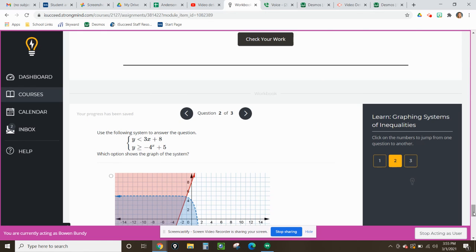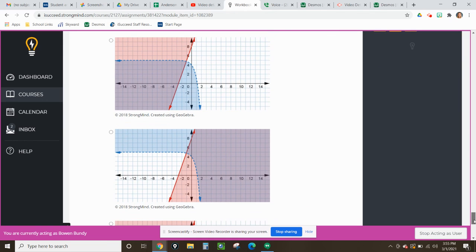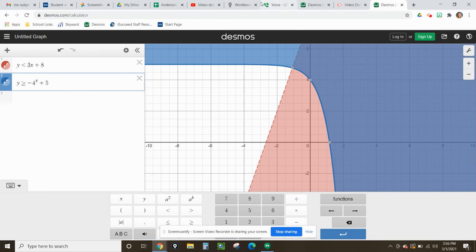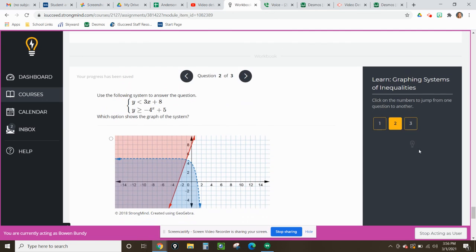So which one looks like that? We need a dashed line. So those first two don't have dashed lines, so I know those are out. These ones have dashed lines. And you can see this one matches exactly our graph. Watch, I'll click back and forth. Look at that bottom one, and it's the same as that. So desmos.com can really help you to graph things as well, help you to visualize it.